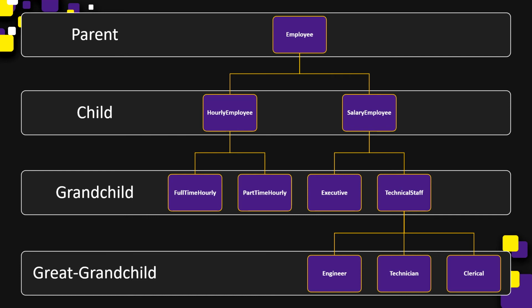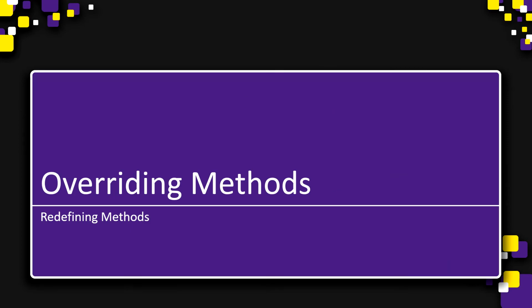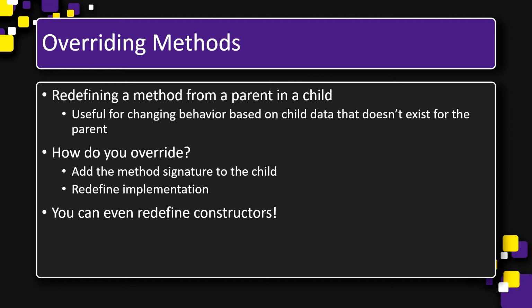Now, when we're doing this, when we're writing new classes, we want to make sure that we override certain methods. So as we get new data, we want to be able to change how certain methods behave. We want to change their implementation details in our child class, and that's called overriding methods. This allows us to redefine how methods behave. Redefining a method from a parent and a child is useful for changing behavior based on the child's data that doesn't exist for the parent.